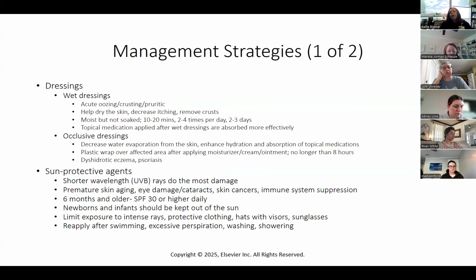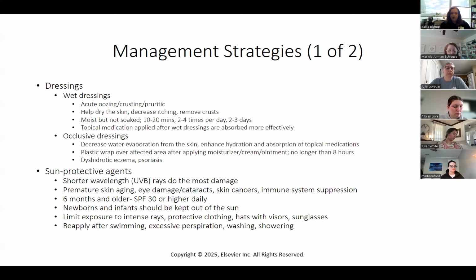Wet dressings. These work well for acute conditions that have oozing, crusting, or are pruritic, and they help to dry the skin, even though it sounds counterproductive, decrease the itching and remove the crust. And we know we need to remove the crust from impetigo before we apply a topical, or it's not going to really do anything. So we want these to be moist but not soaked. Leave them on for 10 to 20 minutes a couple times a day for a few days. Applying those topical medications after the wet dressings are absorbed helps them absorb more effectively.